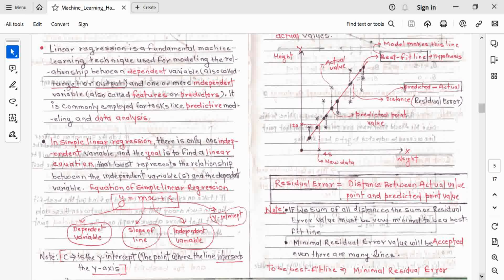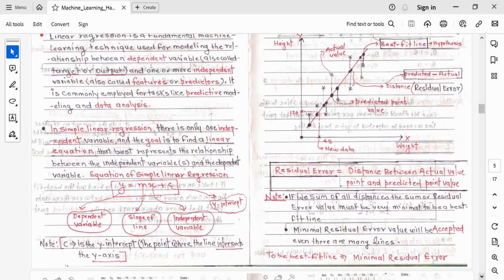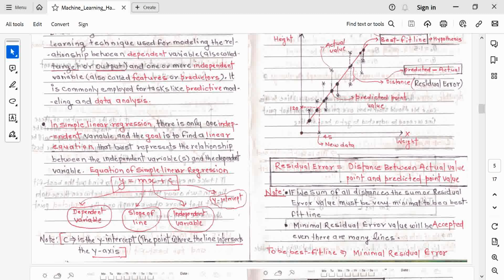In simple linear regression, there is only one independent variable, and the goal is to find a linear equation that best represents the relationship between the independent variable and the dependent variable. The equation of simple linear regression is, as we have already studied, the equation of a straight line: y equal to mx plus c. Let us describe what this is.